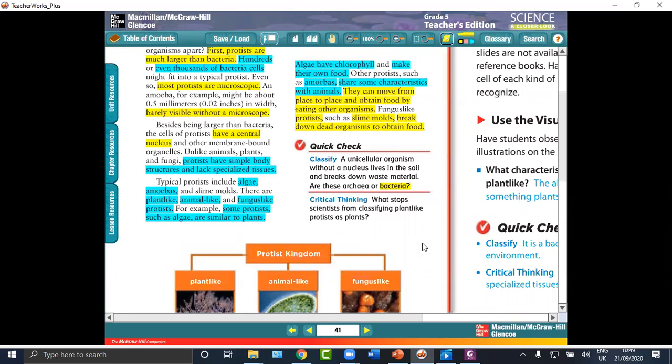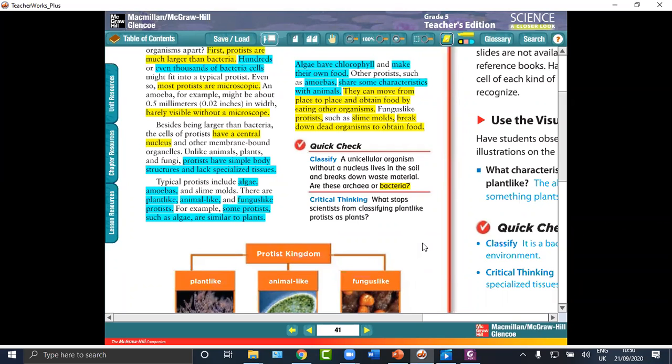Next question. What stops scientists from classifying plant-like protists as plants? The answer: some are unicellular, and they lack specialized tissues and have simple body structures. I will repeat the answer. Some are unicellular and they lack specialized tissues and have simple body structures.